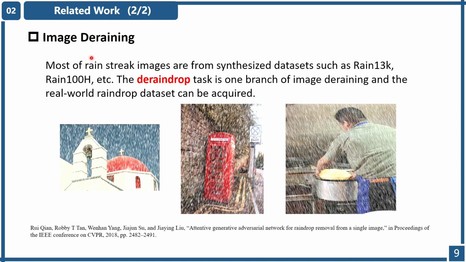And turning our attention to image deraining, it's important to note that most research relies on synthesized datasets like Rain13K and Rain100H. The task of deraindrop is a specific branch of image deraining, for which real-world raindrop datasets can be obtained.